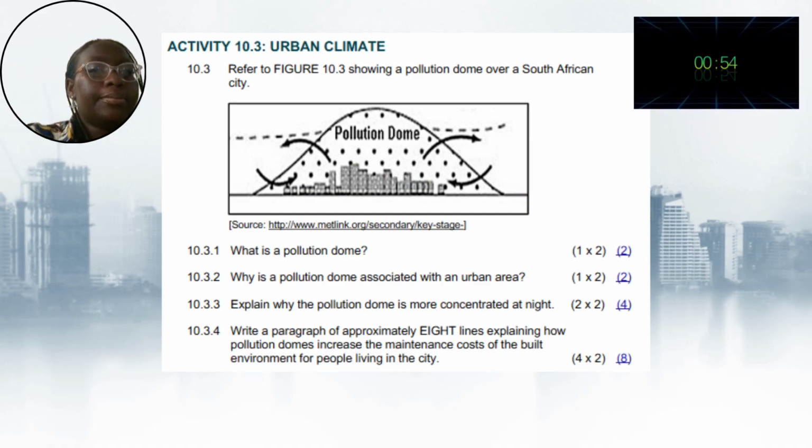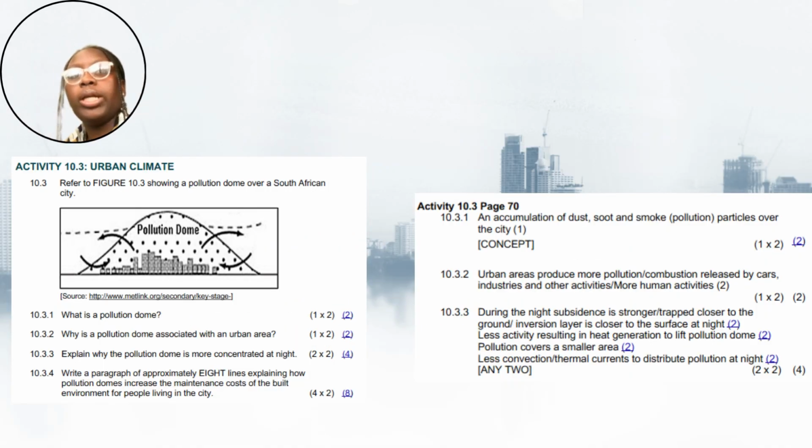Okay, that's time. So what is a pollution dome? That is an accumulation of dust, soot, smoke, just pollution in general, those particles over the city. So again, definition is very important as we did in the beginning. It's associated with an urban area because we have more pollution, because of combustion by the cars, industries, other activities.